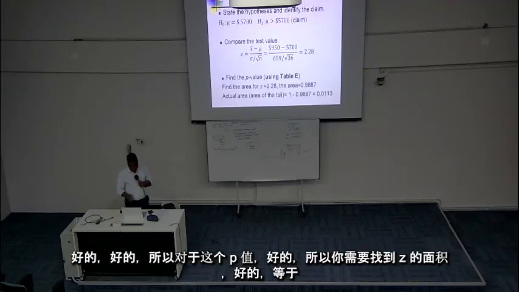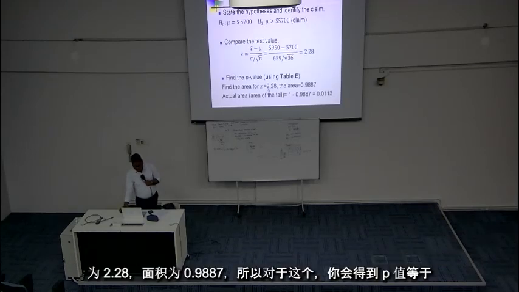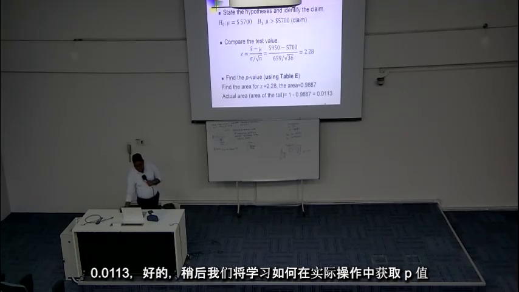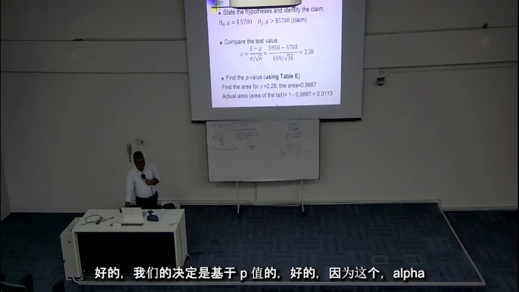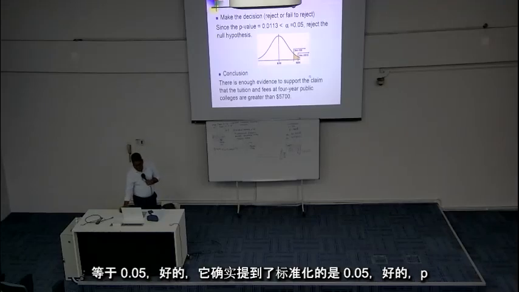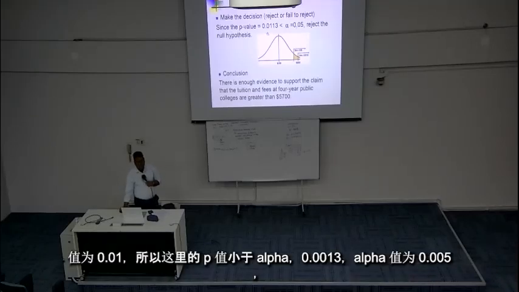So for this p-value, you need to find the area of Z equal to 2.28, and the area is 0.9887. So for this one you will get the p-value equal to 0.0113. Later we will study how to get the p-value during the practical class. So our decision is based on the p-value. The alpha is equal to 0.05, the standard one, and the p-value is 0.0113.